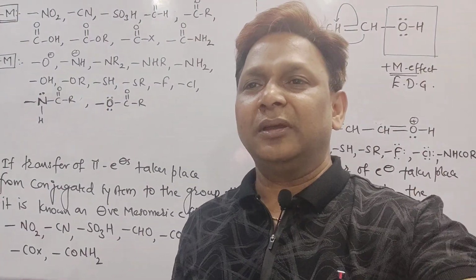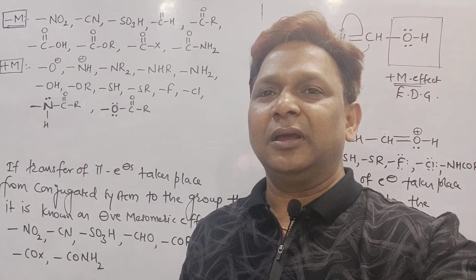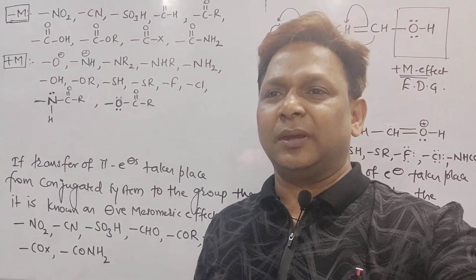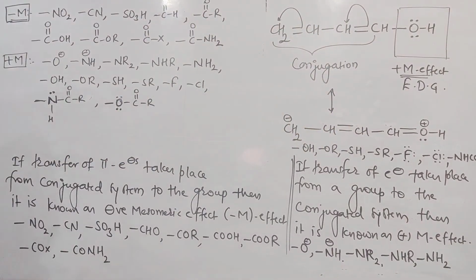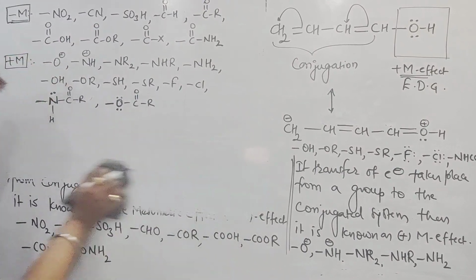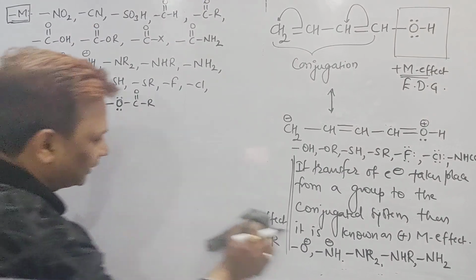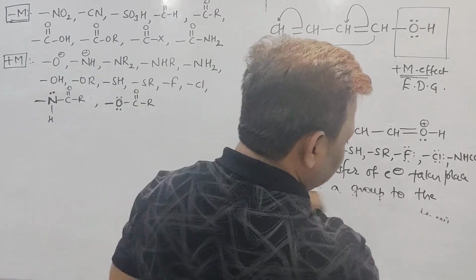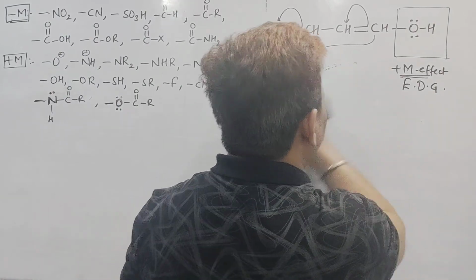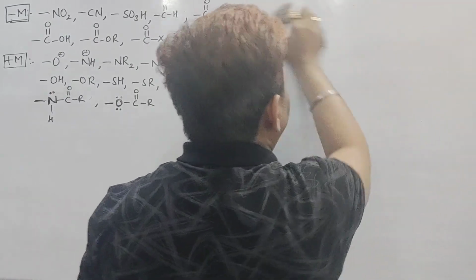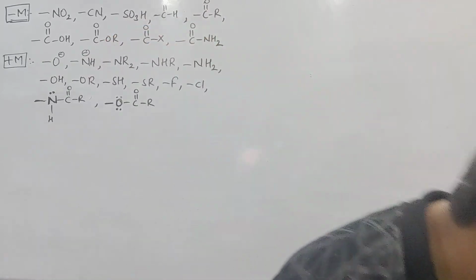We have to remember, because based on these orders of plus M and minus M, we are able to do the applications for the mesomeric effect, the positive mesomeric effect and negative mesomeric effect. Take a screenshot of this one.